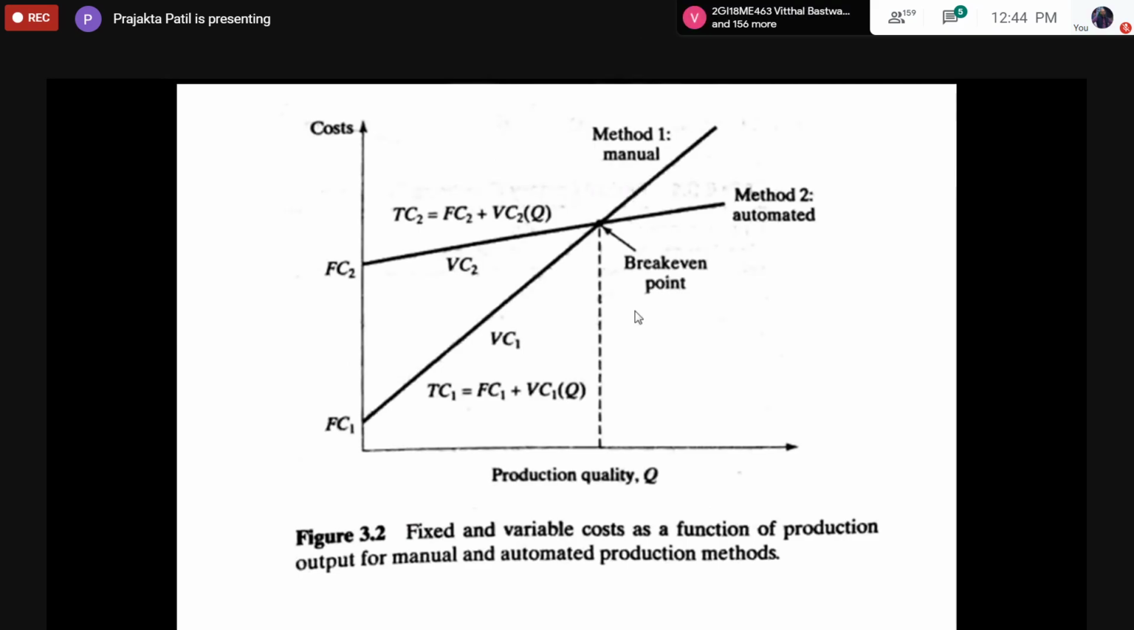Basically, the manual method has a cost advantage whenever you're planning for a low quantity range of production. But automation has its advantages if you're considering a high quantity production method. So this is just to show how the fixed and the variable costs change with respect to manual and automated methods.